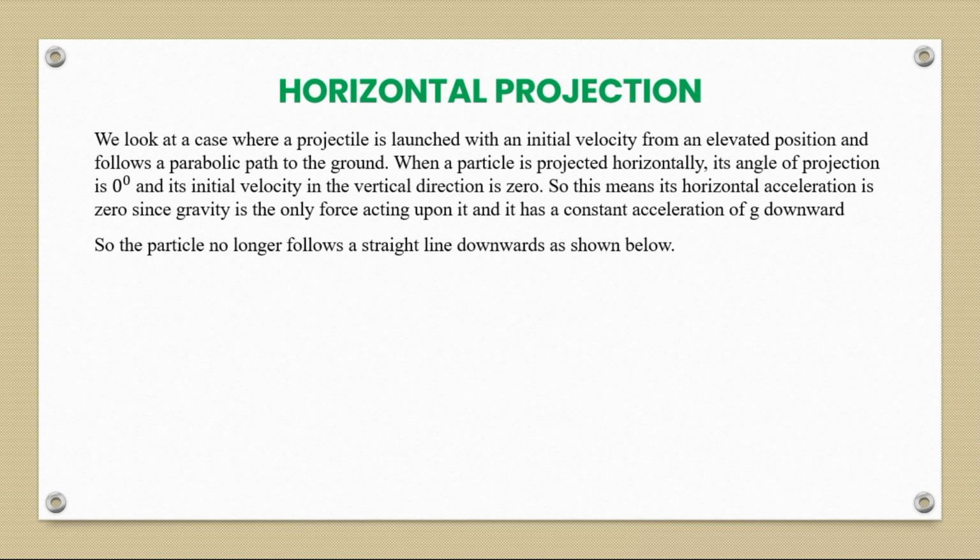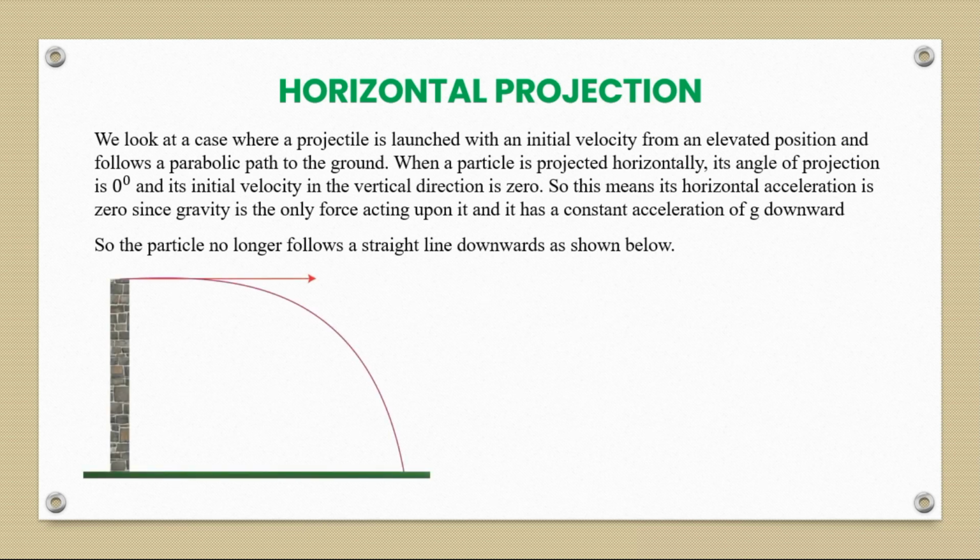So the particle no longer follows a straight line downwards as shown below. Look at this particle, for example. It's actually projected from a point above the ground, as you can see right here. This is an elevated position. It can be a cliff, a wall, a building or something, but it's actually projected from the top. And as you can see, when we project it horizontally, that means the angle of projection is basically 0 degrees.